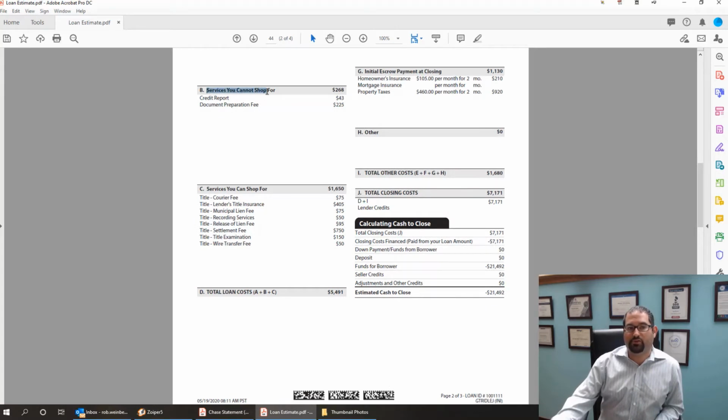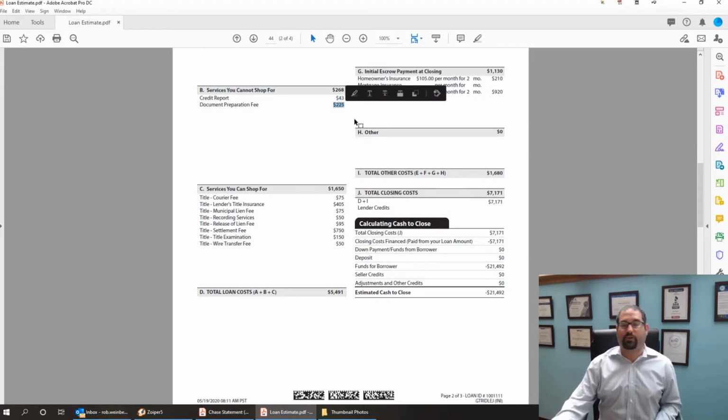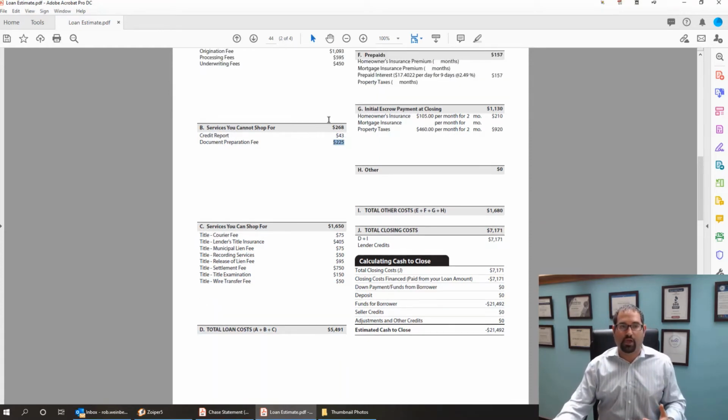Section B is going to be services you can't shop for. So it's going to be your credit report fee, document prep fee to go to the law firm that actually preps the documents at your lender's office. And then if there's an appraisal or final inspection, land survey, that sort of thing, a lot of the time that will show up either in Section B or C. Appraisal will pretty much always show up in Section B. If your loan requires an appraisal, that will be there.